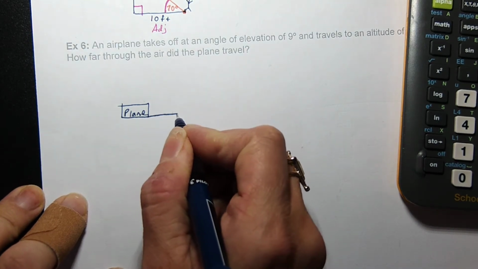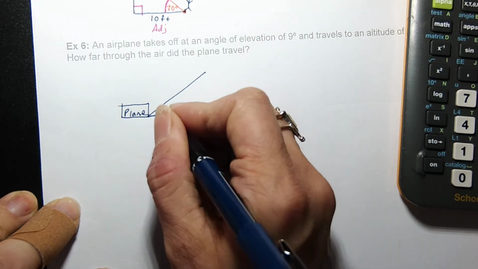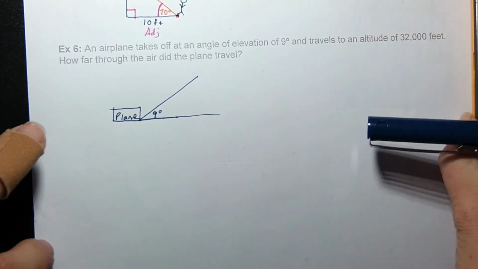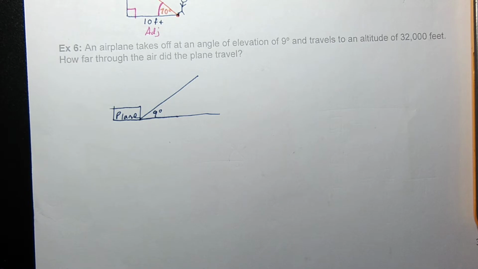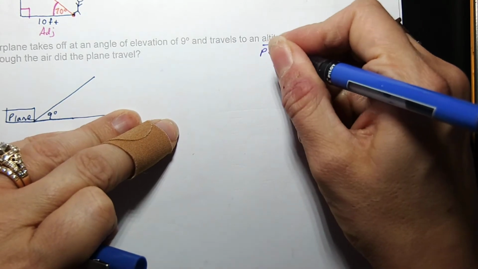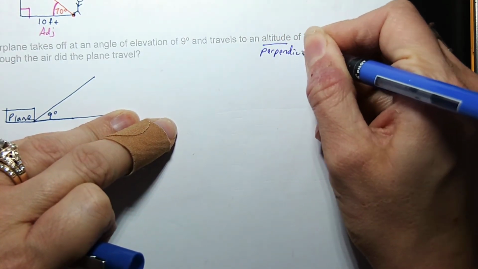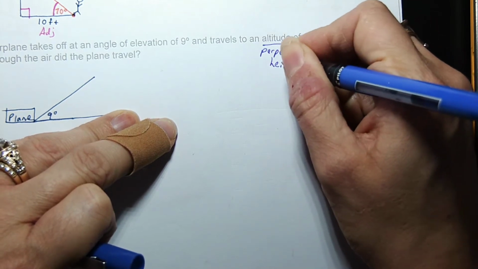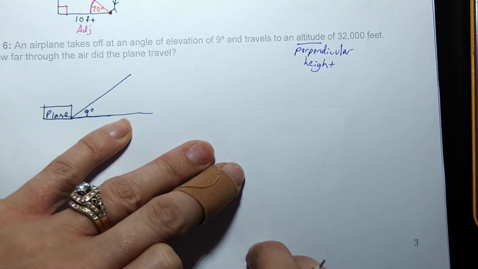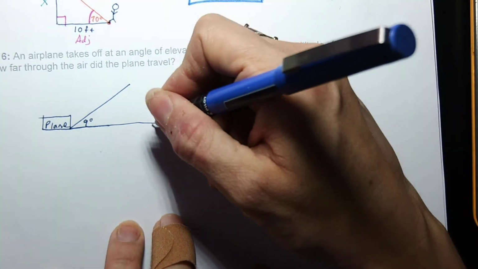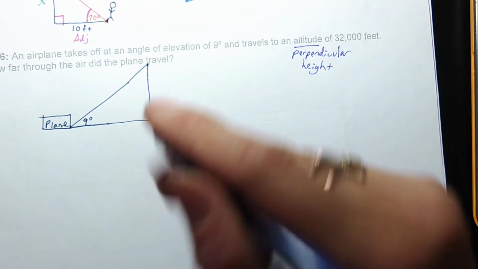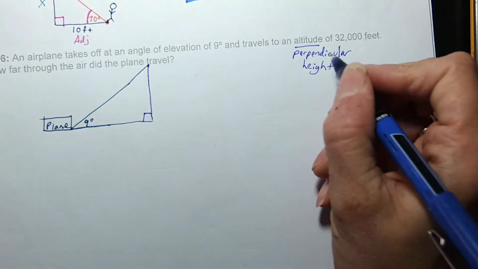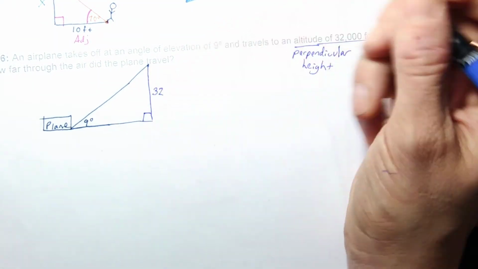There's my plane. It takes off from the ground at an angle of elevation of 9 degrees. So it's taking off from the ground at an angle of 9 degrees. And it travels to an altitude of 32,000 feet. Do you guys know what altitude means? Altitude, I want you to define. It's perpendicular height. So if we are at an altitude of 32,000 feet, that means straight up from the ground at a right angle. So make that a right angle. And our altitude is 32,000 feet.